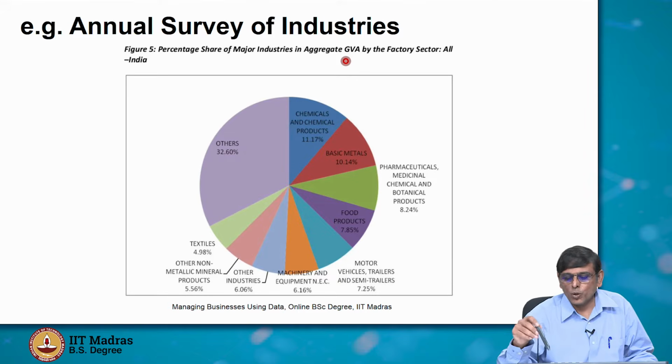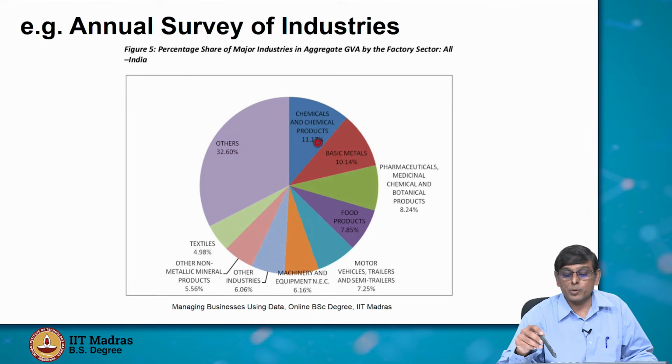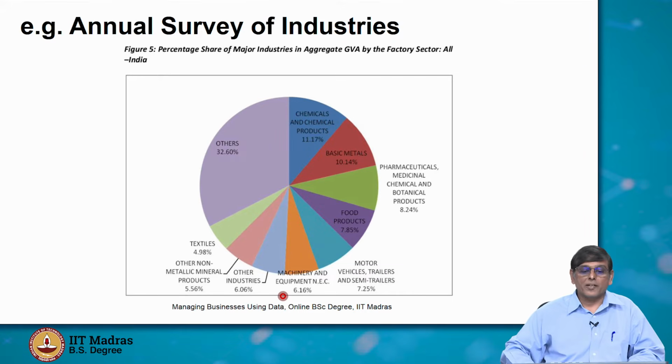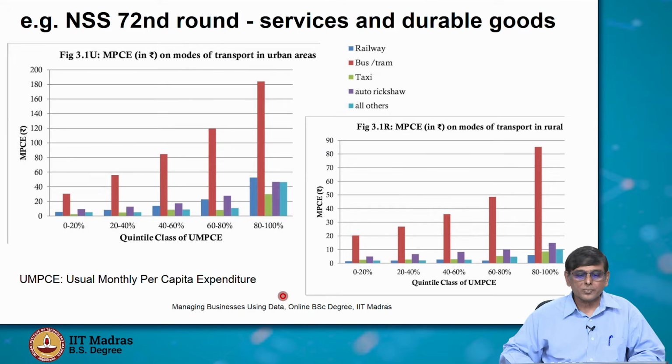If you look at it like that, you find that chemicals and chemical products add 11.17% of the total value, 10% from metals, pharma is 8%, food products 8%, motor vehicles 7%, like that. You can write down the gross value added. This is another very interesting outcome of the Annual Survey of Industries.